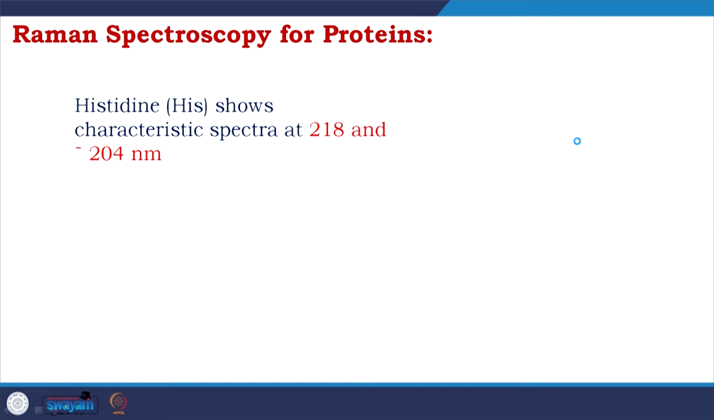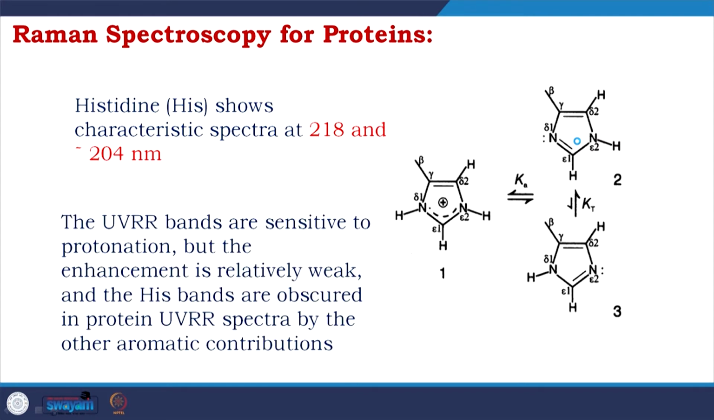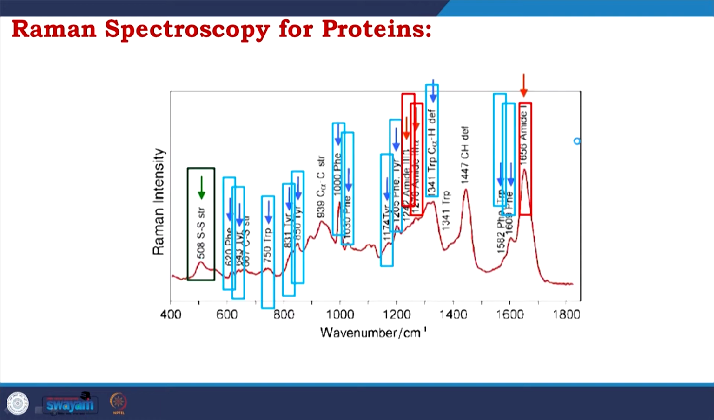Histidine shows characteristic spectra at 218 and 204 nanometer. The ultraviolet resonance Raman bands are sensitive to protonation, but the enhancement is relatively weak and the histidine bands are obscured in protein resonance Raman spectra by the other aromatic contributions. This is the spectra of a protein where you could see the effect of disulfide bond.